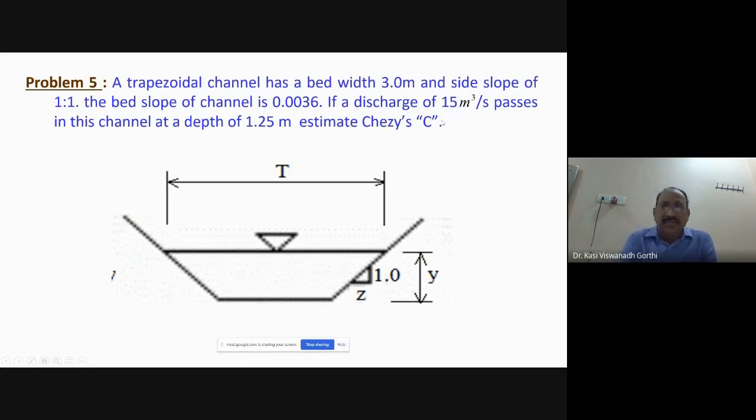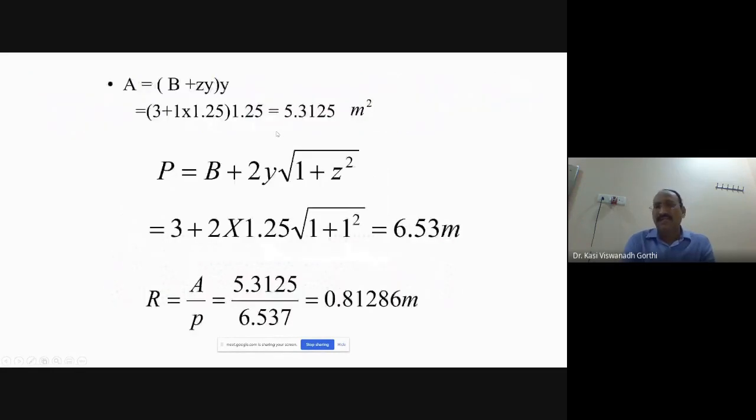So you have a trapezoidal channel, bed width 3 meters, side slopes 1:1, longitudinal slope 0.0036, discharge 15 meter cube per second, depth of flow 1.25. All the parameters required are given. Since it is a trapezoidal channel, the wetted area A is equal to B plus ZY into Y. Substitute the values: B, bed width 3 meters, Z is 1, and Y is 1.25 depth of flow. You get 5.3 square meters.